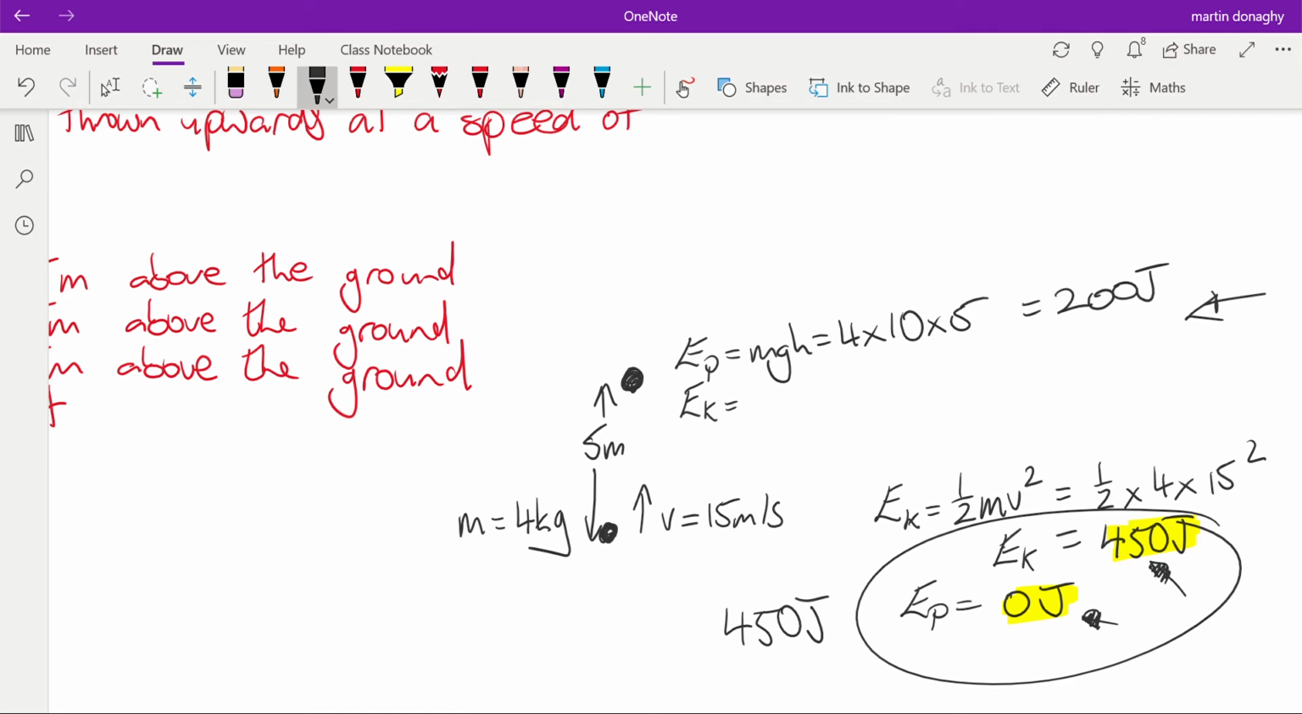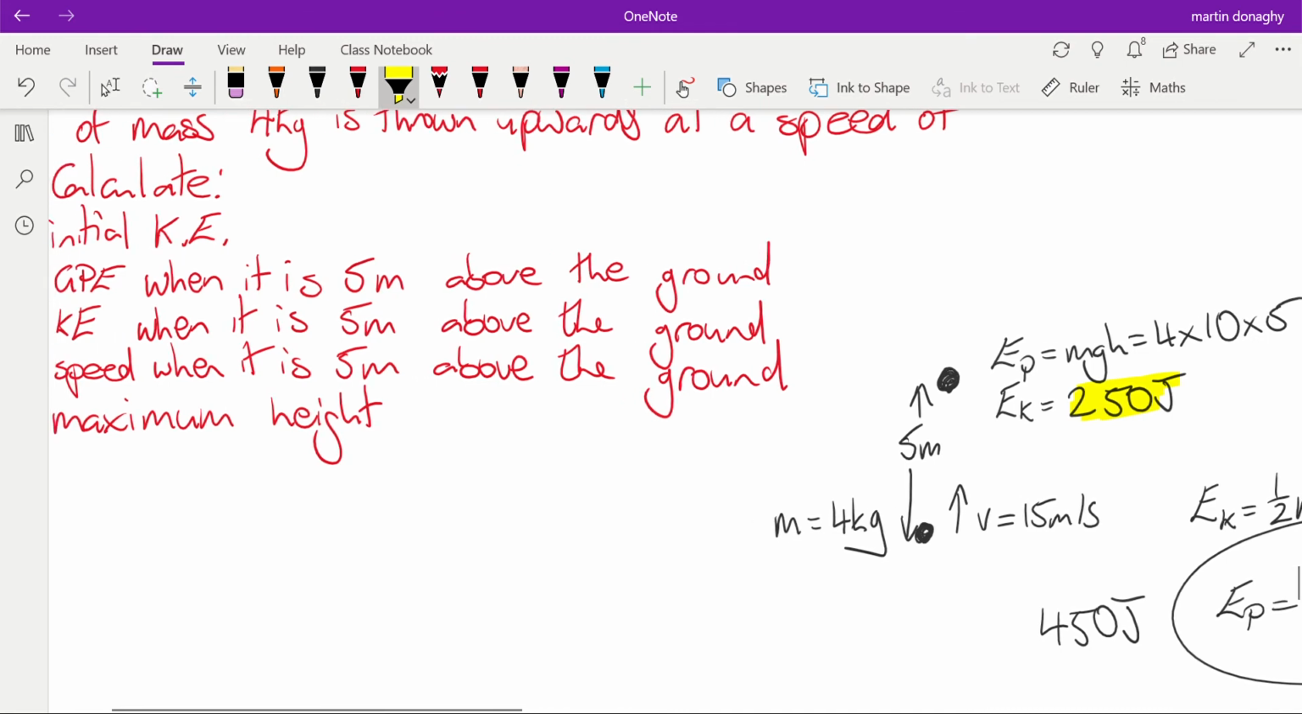The ball's going to slow down as it goes upwards. The kinetic energy decreases because it's getting turned into potential energy. Therefore, this has to be 250 joules, so that at this point here, we still have a total energy when we add the kinetic and the potential together of 450 joules. So that total energy doesn't change.